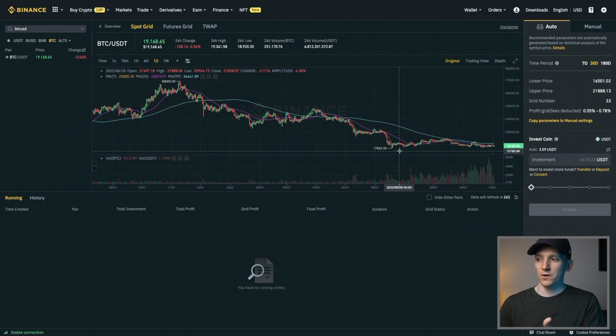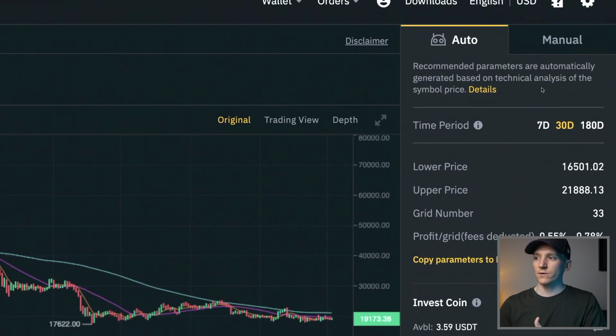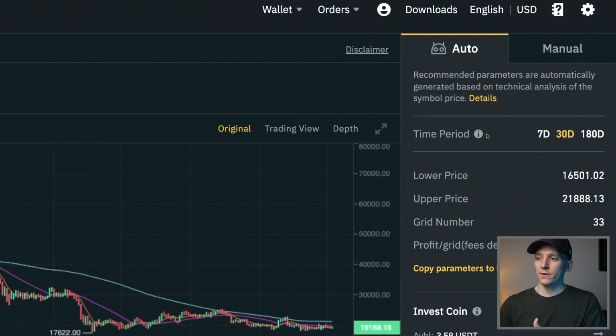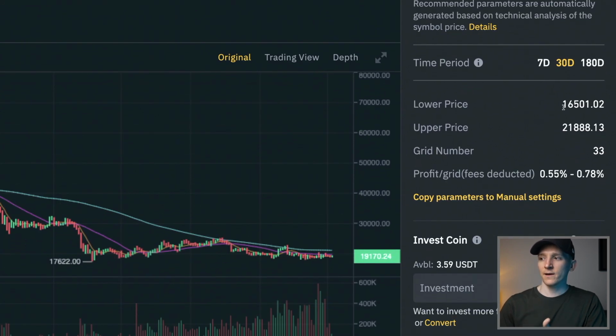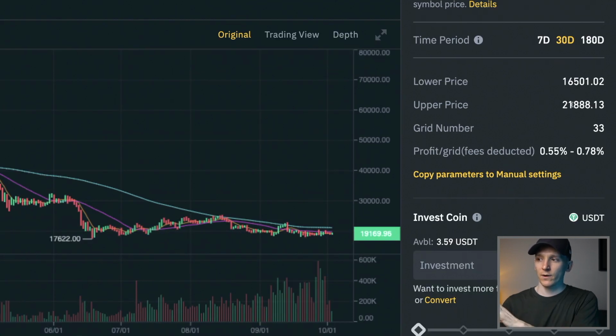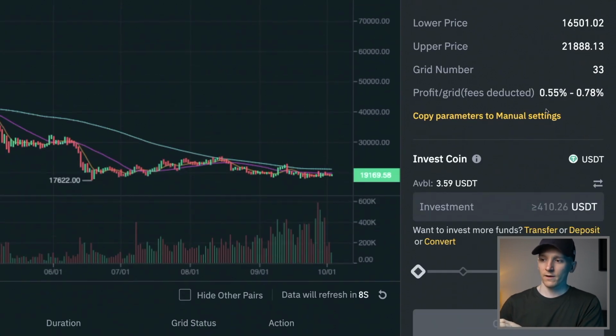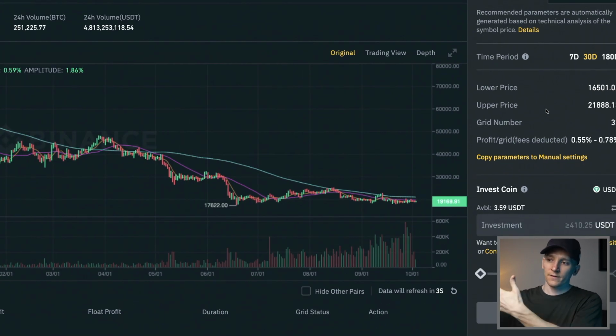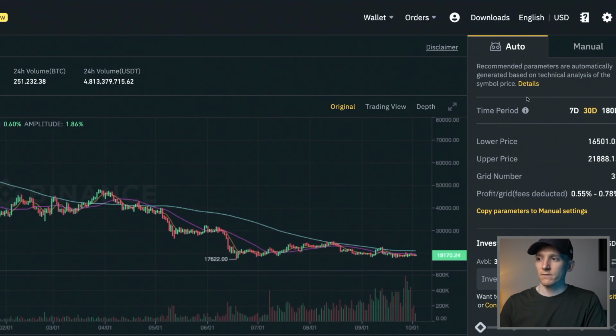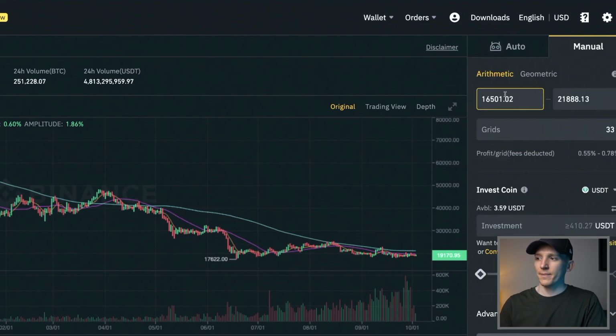Bitcoin has been trading in around an 18 to 20,000 range for a few months here, as you can see. So something that you might want to do on auto or manual, you can actually copy these over to the manual settings. The bot system is telling me that it wants a 16,500 low and an upper bound of 21,800, more or less. So you can choose whether you think that's good, or if you think there's going to be a dump, we might go down to say 15,000 or something like that, then you can copy these over to manual and then change it yourself.